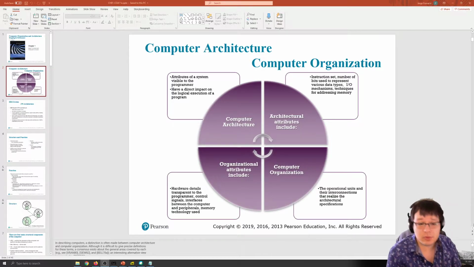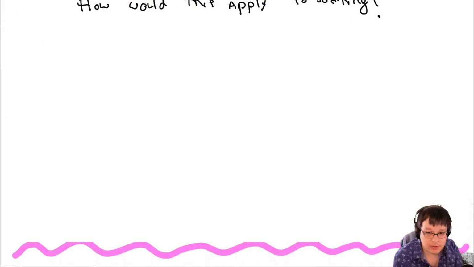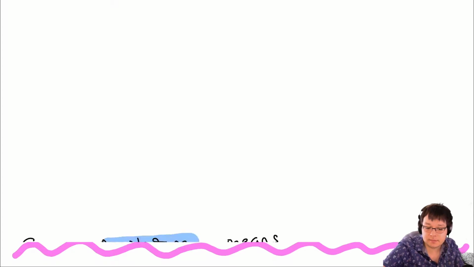So let me switch over to the iPad. Need to reorganize these things so that's easier to switch over.